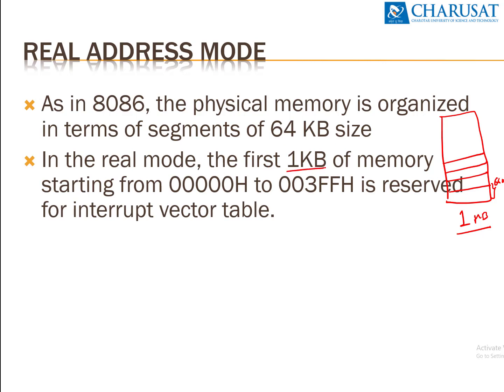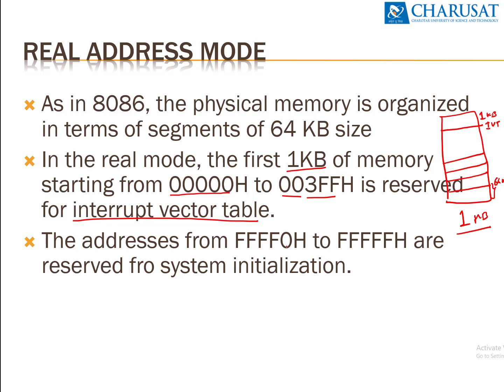The first 1 KB of memory, starting from 0000H to 003FFH, is reserved for the interrupt vector table. This interrupt vector table stores the address of the service routine of specific hardware and interrupt number. So if you consider this first initial 1 KB, it is allocated for the interrupt vector table, IVT. The addresses from FFFF0H to FFFFFH, where the last digit varies from 0 to F, so 16 locations, are reserved for system initialization.